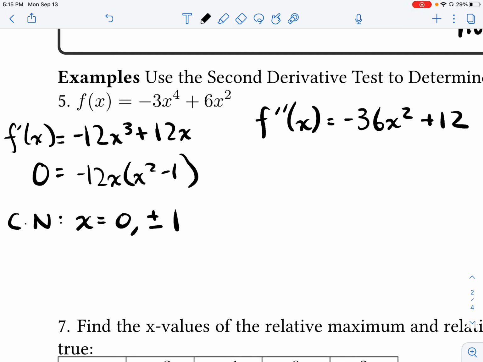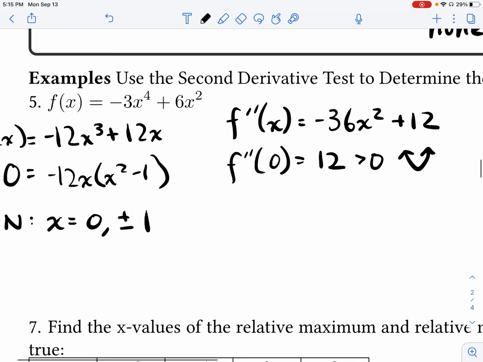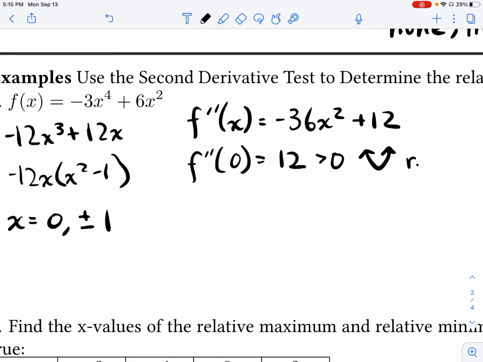Why am I doing that? Because I want to see what the concavity is at these critical numbers. So f double prime evaluated at 0. If I plug 0 into this, I get 12. So what does this mean? It means since this is greater than 0, it's positive, this is concave up at this point. So at 0, it's concave up, meaning we have a relative minimum here.